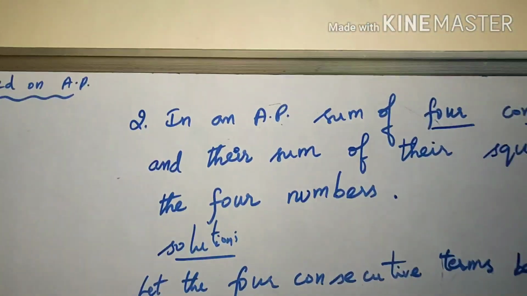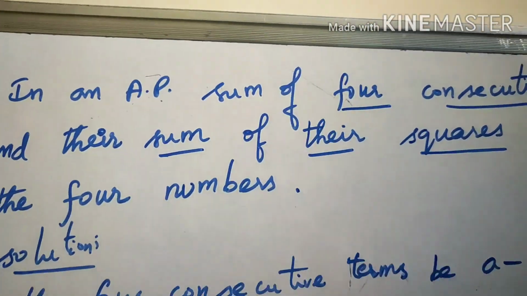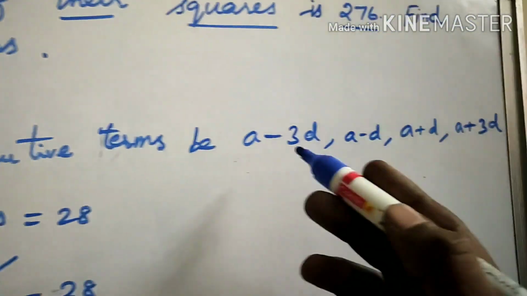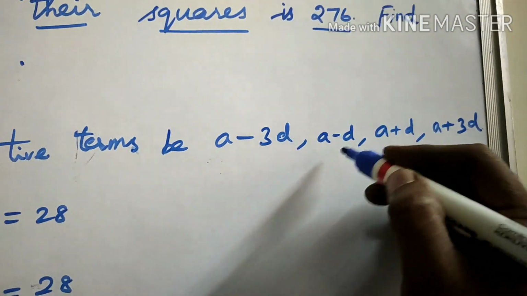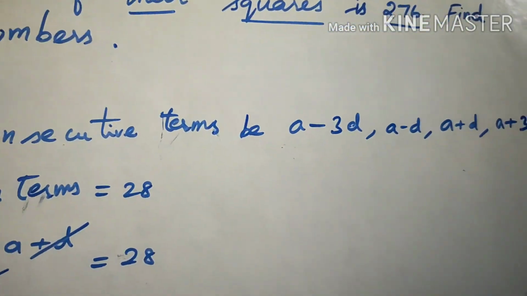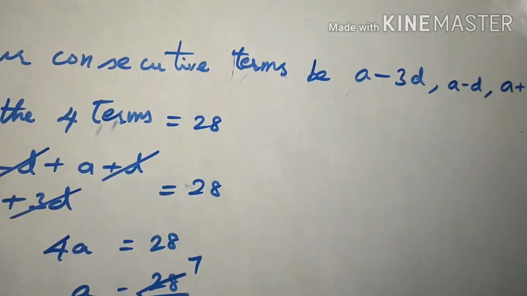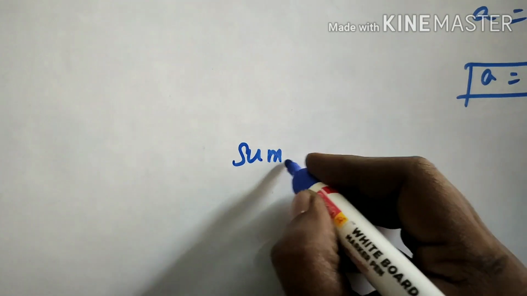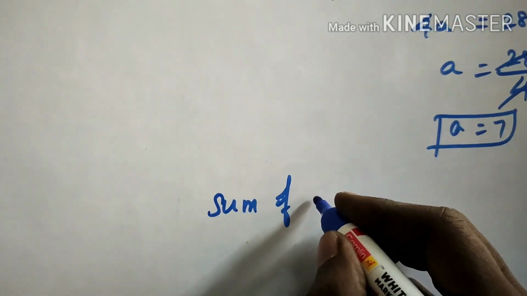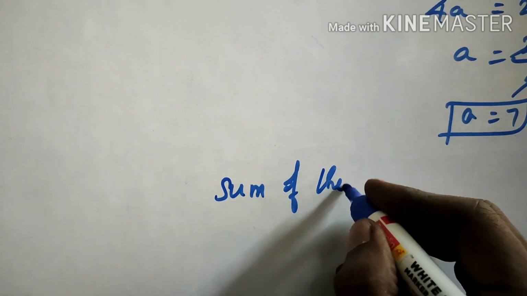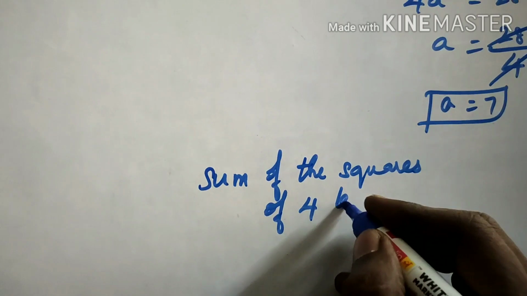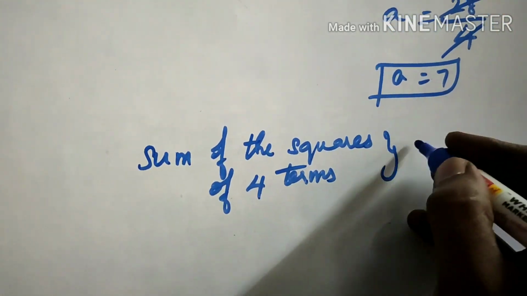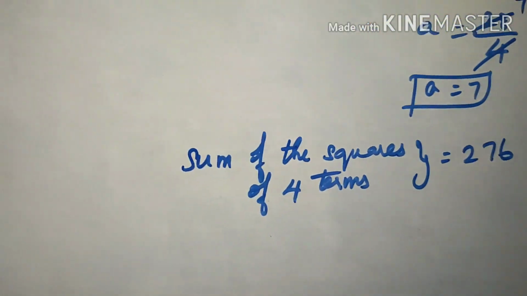Next, what is the condition? The sum of their squares. There means who? The 4 terms. Okay. Sum of their squares. You have to square all these. Take square for everything, and you have to add. That's all. Okay. That is called sum of their squares. Okay. Right. Now see here. Sum of the squares of 4 terms equal to, what is the value? 276. They have given 276.